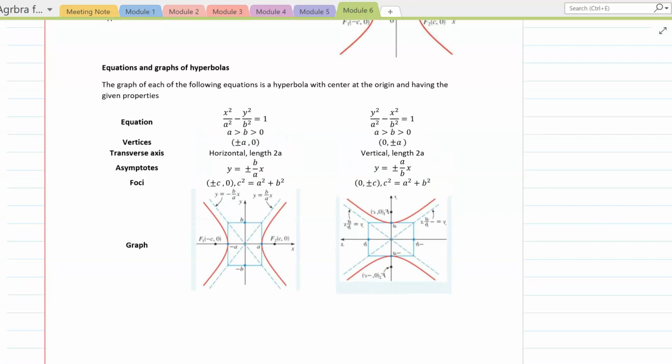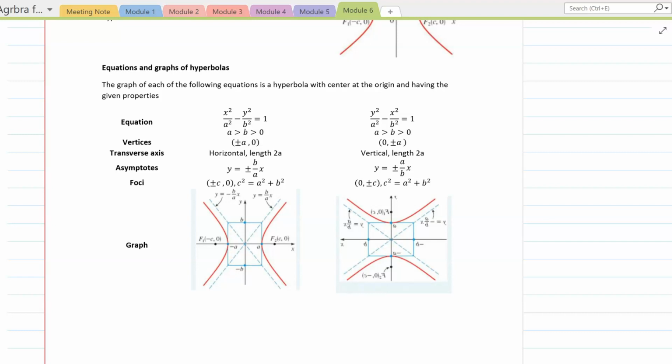where in this case a is greater than b greater than 0. It has vertices at (a, 0) and (negative a, 0). The transverse axis is horizontal with length 2a, and the asymptotes are y equals plus or minus b over a times x. The foci satisfy c squared equals a squared plus b squared.